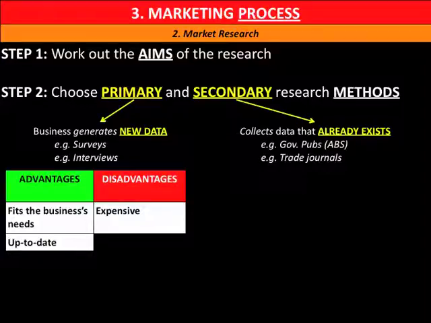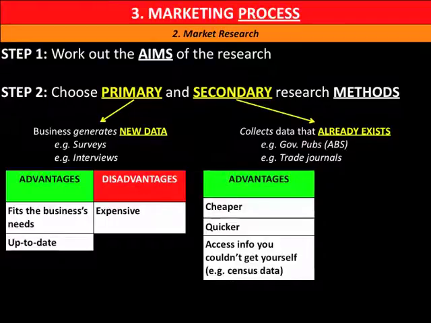Trade journals are things that you don't really read, but these are basically magazines for specific industries. So like the steel industry and mining industry, they've got their own journals about the latest things in mining. So you might want to read those things and get information from there. The advantage, obviously, is it's cheaper. Obviously, it's quicker, and you can get access to data you couldn't get yourself.